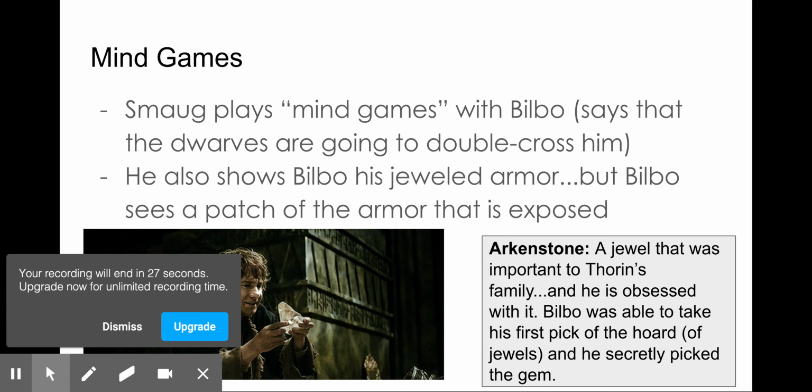The Arkenstone is another thing. It is a jewel from Thorin's family, and he is obsessed with it. Bilbo was able to take the first pick of the horde, and he secretly picks the gem.